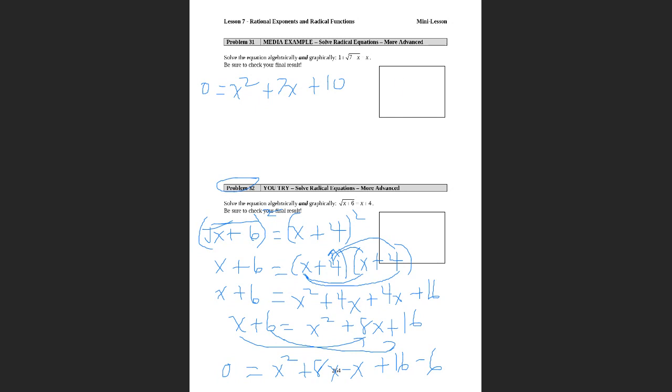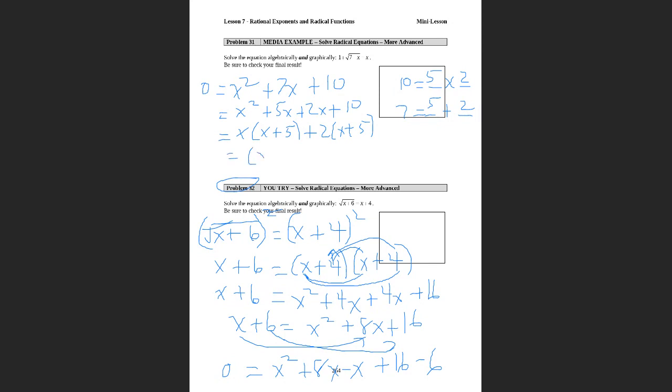So 1 times 10 gives me 10. I need two numbers that would multiply to give me that. And those same two numbers should add up to give me that. What are the two numbers? 5 and 2. 5 plus 2. So I have x squared plus 5x plus 2x plus 10. So x out, I have x plus 5 plus 2 times x plus 5.